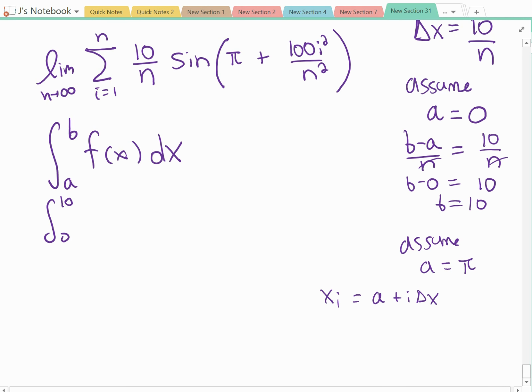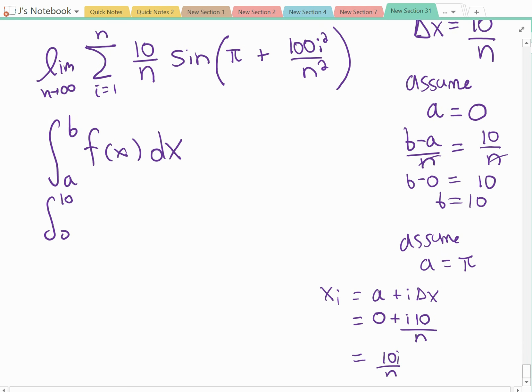of the function. Well, x sub i is then going to be 0 plus i times delta x, which is i times 10 over n. So 10i over n. And what's 100i squared over n squared? How does that relate to 10i over n? Square this one to get it. So that thing up there is x sub i squared. So your function would be sine of pi plus x squared dx, integrated from 0 to 10. Which we can't integrate, but the question doesn't want us to integrate, it just wants us to convert this to an integral. Okay, now we'll do the other assumption. Let's assume that a is pi.